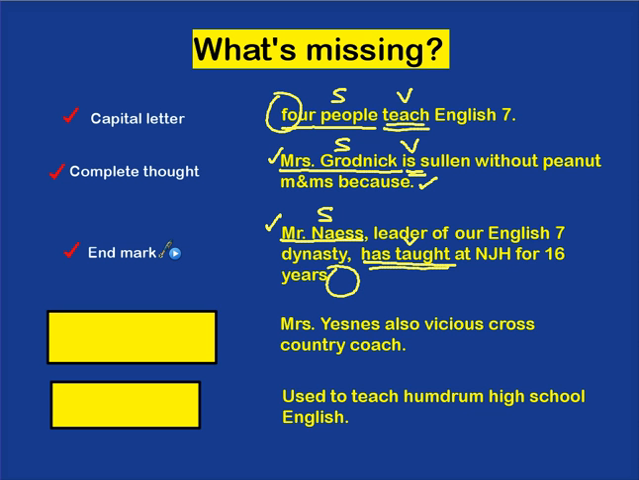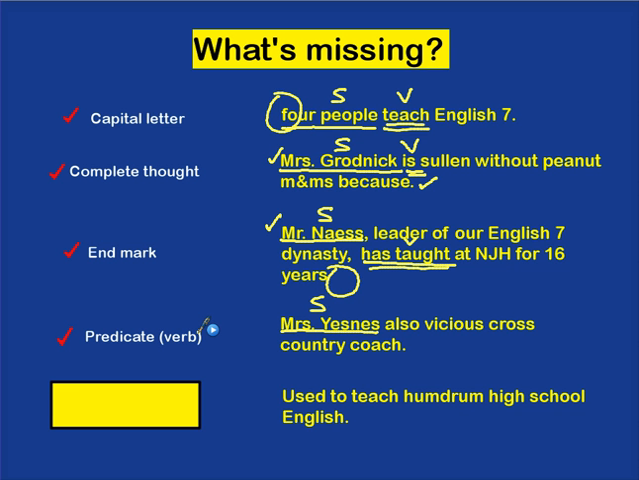Mrs. Yesness, also vicious cross-country coach. Do we have a subject? We do. Mrs. Yesness. Do we have a verb? Is she doing something? She's not. There's no verb, so not a complete sentence. Finally, used to teach humdrum high school English. Do we have a subject? Well, no. Who used to teach humdrum high school English? We're missing a subject. Therefore, not a complete sentence.